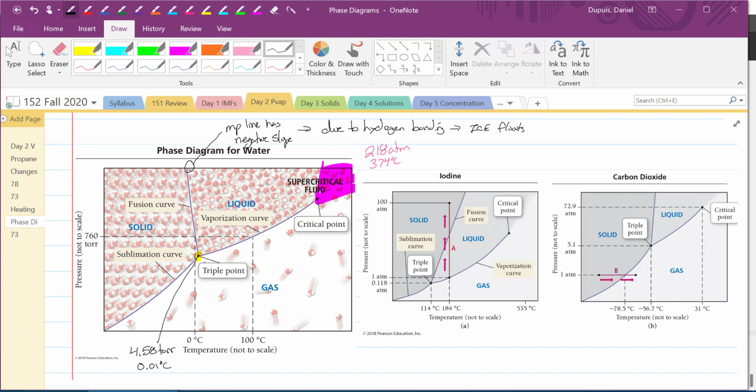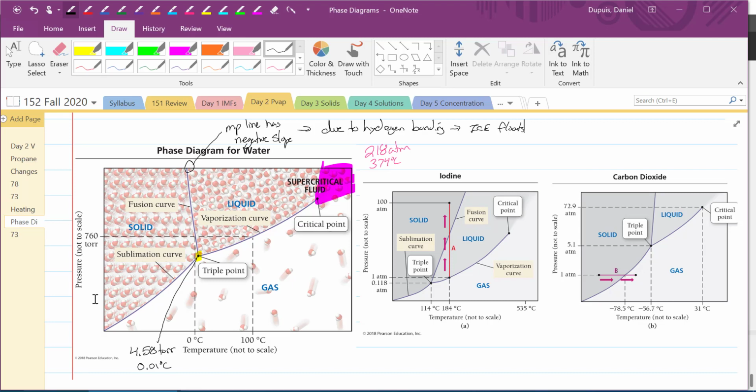My goal for this is, if I tell you that you're at 800 torr and negative 25 degrees Celsius, where are we going to be in water? Well, 800 torr is going to be up here, negative 25 will be down here, so you're going to be in a solid. That's what I'd want to know. I don't expect you to look at a curve and say, oh, that's water, that's iodine, that's sulfur, that's carbon dioxide. We don't expect that.